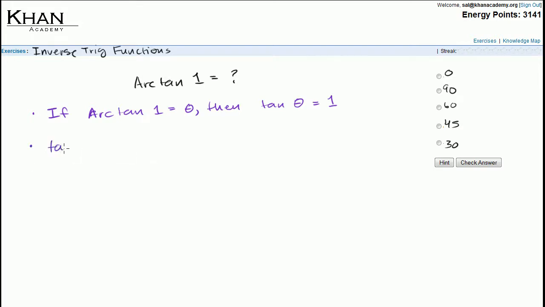Tangent of 45 degrees is equal to 1. So arctan of 1 is equal to 45 degrees. And we're done. That is the correct answer right there.